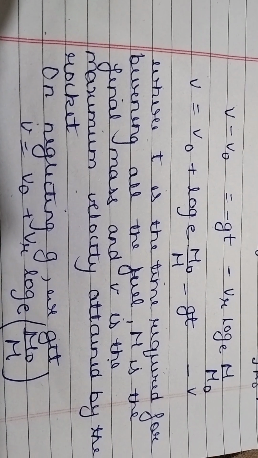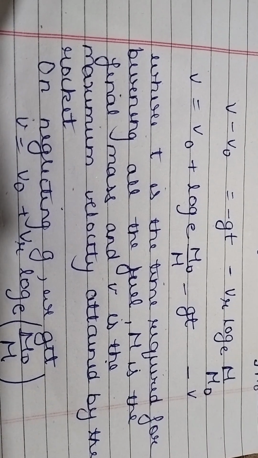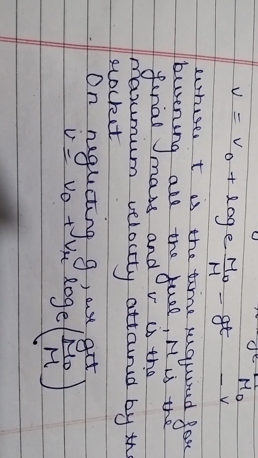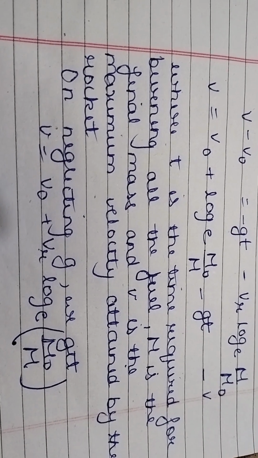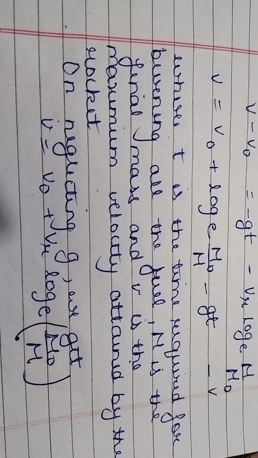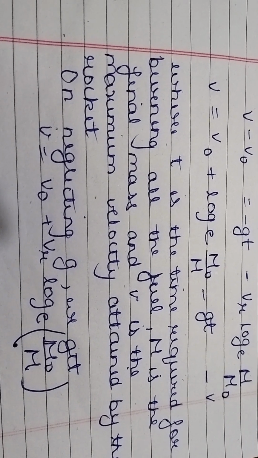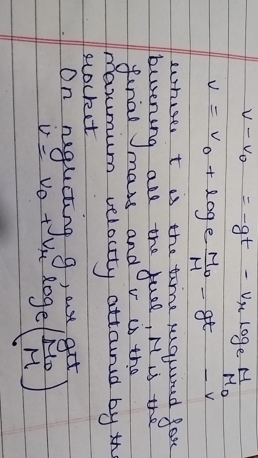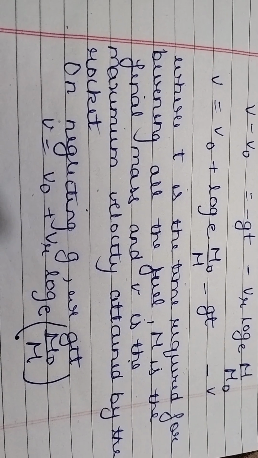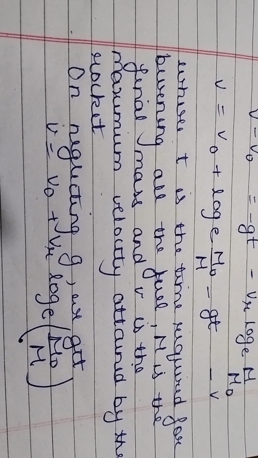v equals v0 plus vr log e m0 by m minus gt. We are marking this as equation number 5, where t is the time required for burning all the fuel, m is the final mass, and v is the maximum velocity attained by the rocket. On neglecting g, we get v equals v0 plus vr log e m0 by m.